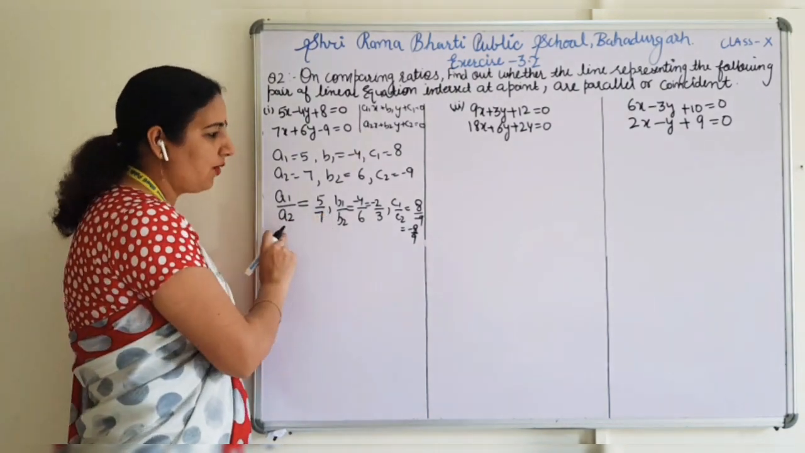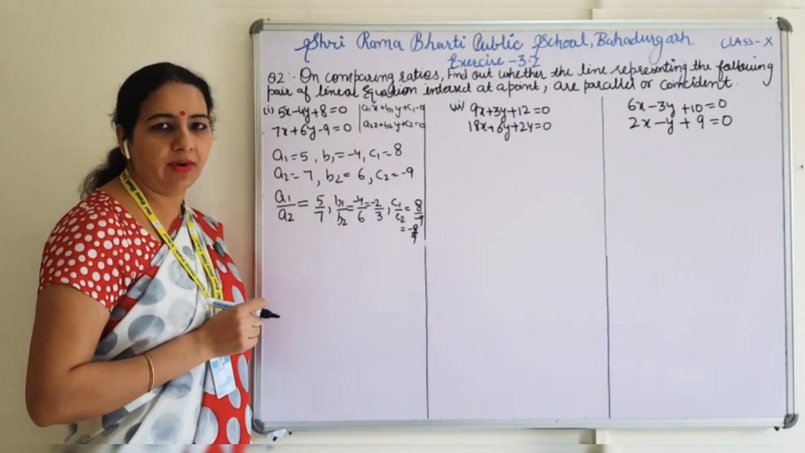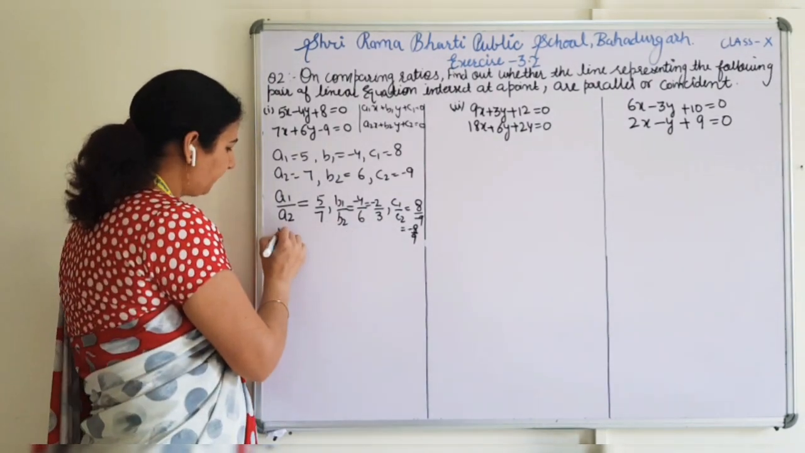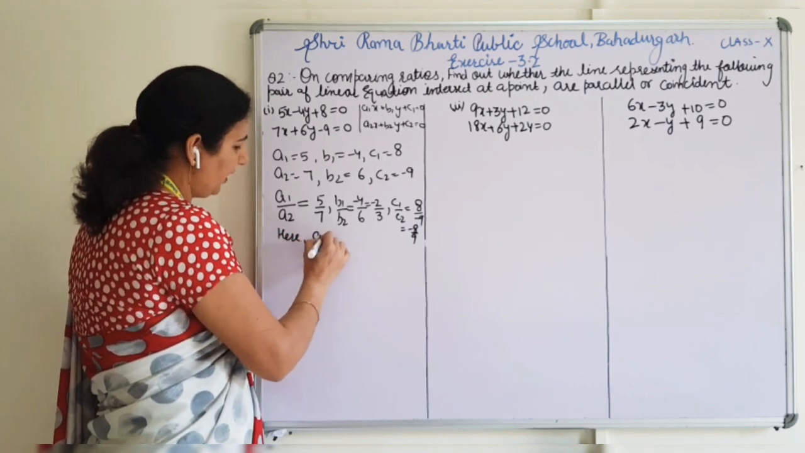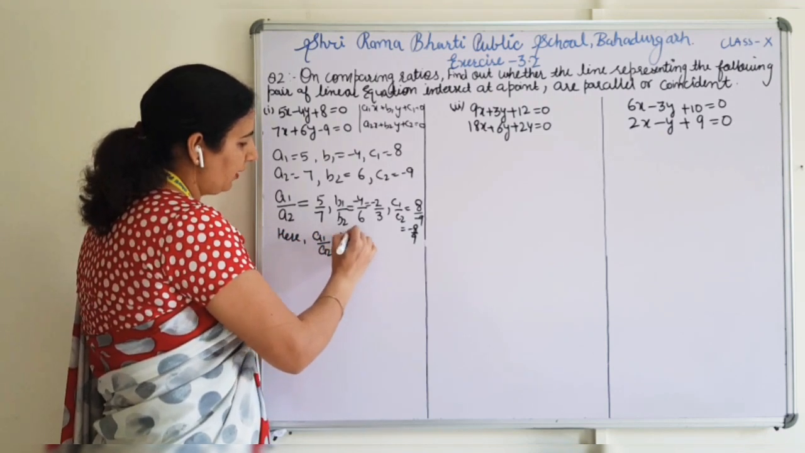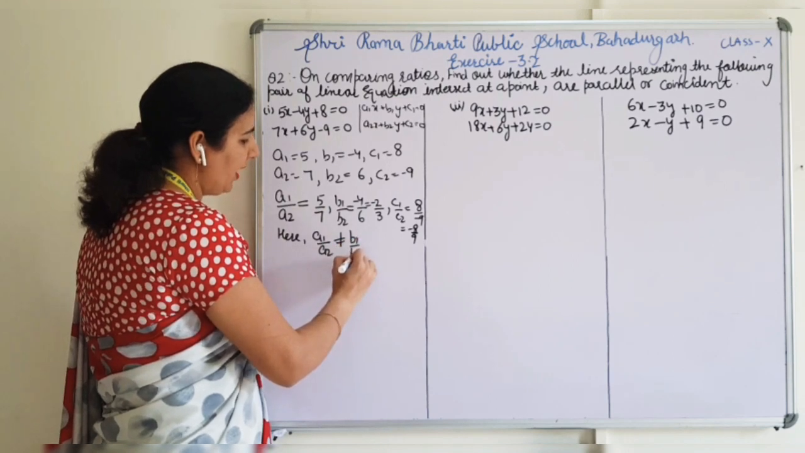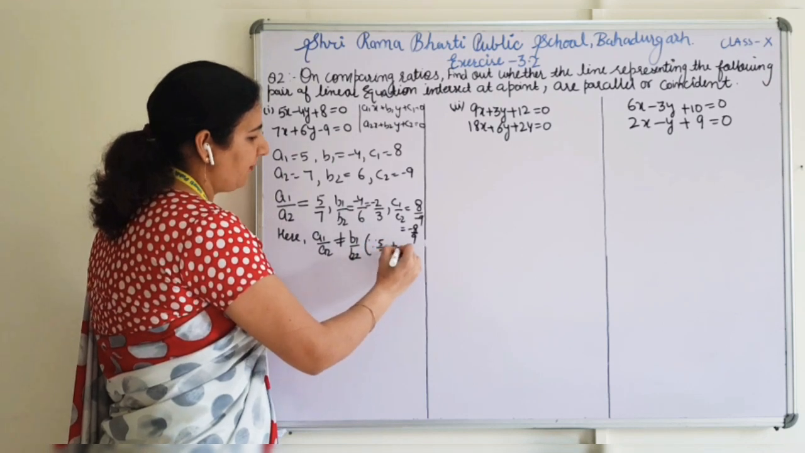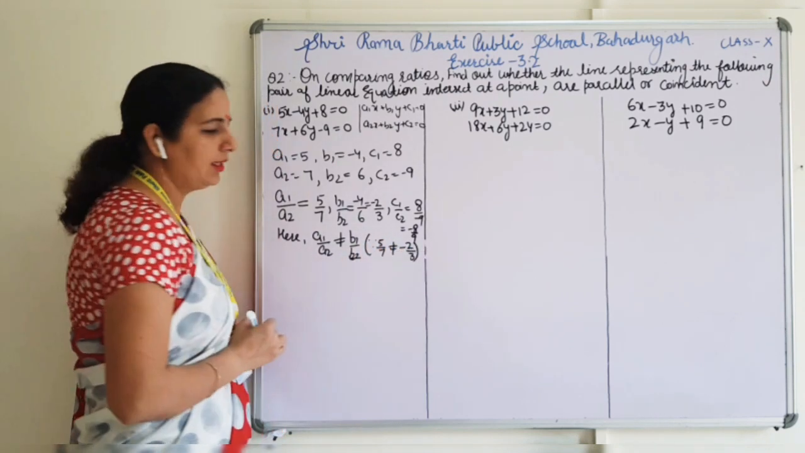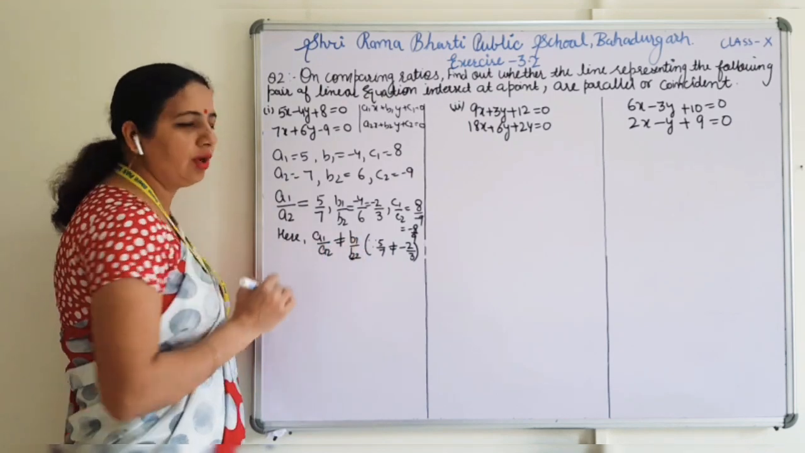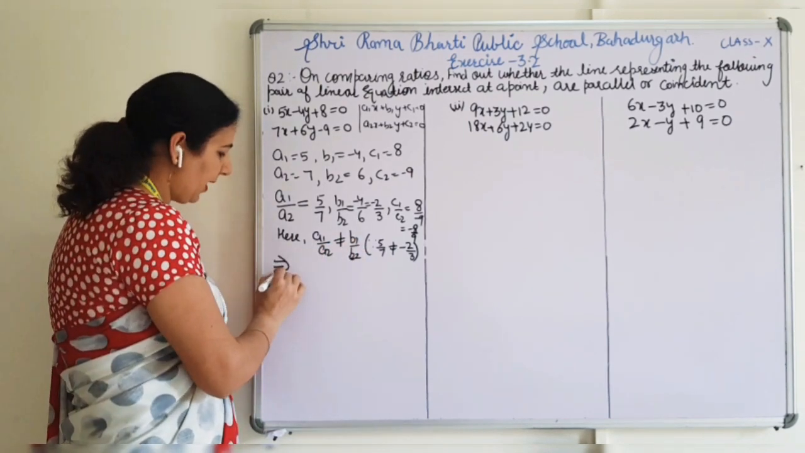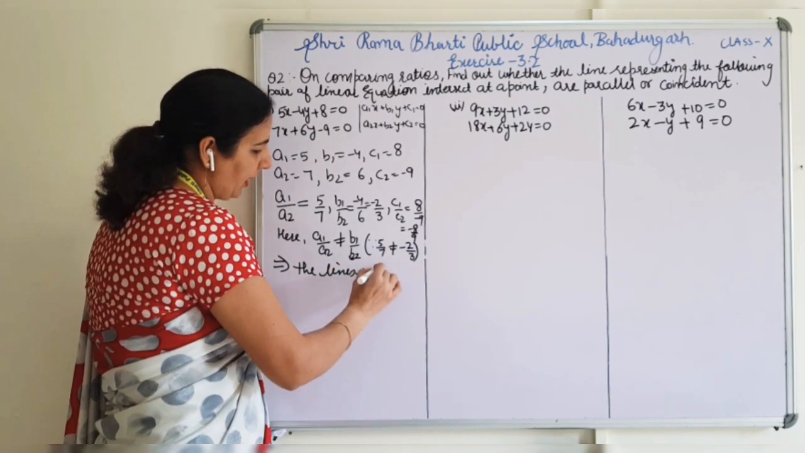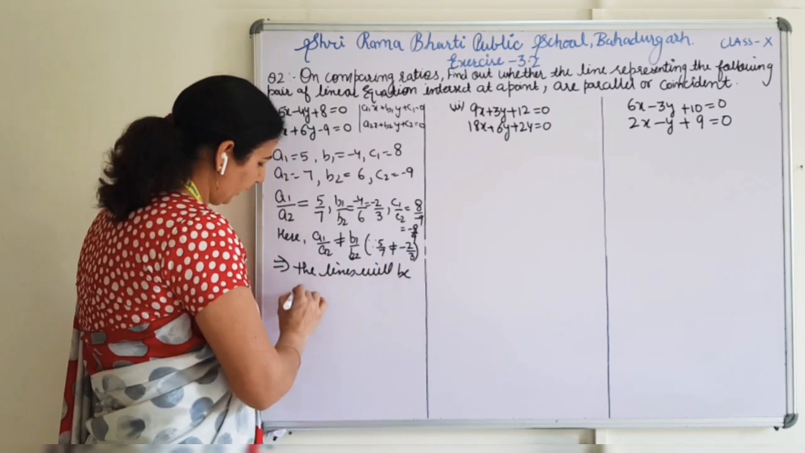If the first two are not equal, we are not going to check the third one, because there is no criterion for the third one individually. So here we can see that a1 upon a2 is not equal to b1 upon b2. Why? Because 5 upon 7 is not equal to minus 2 upon 3. So when a1 upon a2 is not equal to b1 upon b2, this implies the lines will be intersecting lines.